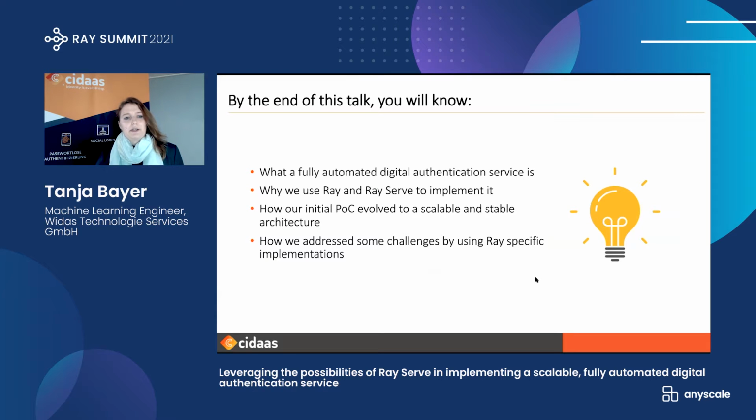Before I start right into my topic, let's have a quick look at what you can expect from this talk. First, I'd like to talk about what a fully automated digital authentication service is, and then I will go into detail why we use Ray and RayServe for implementing it. Afterwards, I will tell you how we moved from our first proof of concept to our current scalable and stable architecture. And afterwards, I will address some challenges we were facing and how we solved them by using Ray-specific implementations.